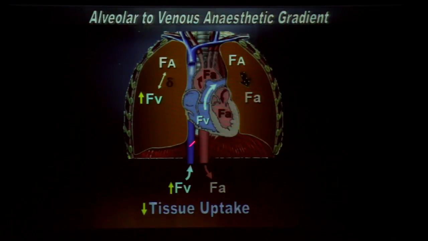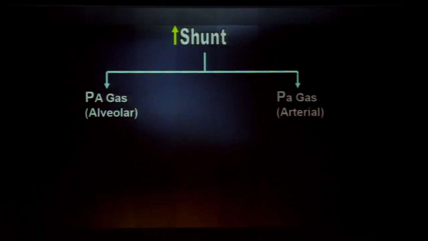So if there is an increase in the concentration in the returning blood into the pulmonary circulation, this difference would come down and the uptake would fall.